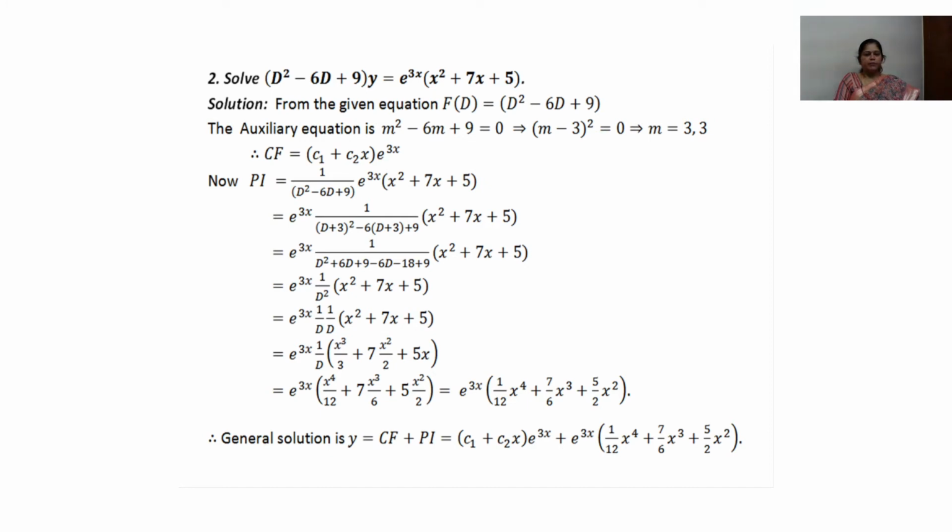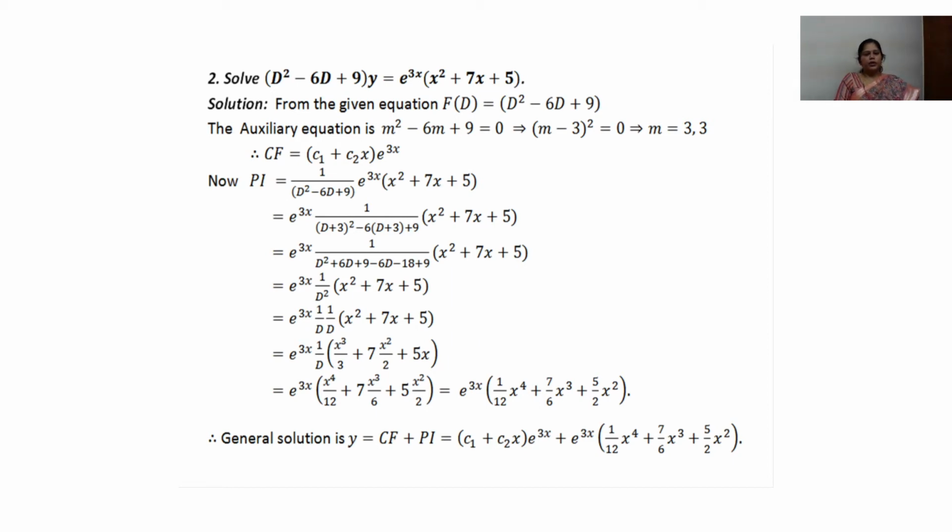Now the next example is: solve (D² − 6D + 9) y = e^(3x) (x² + 7x + 5). So here, in the place of f(x), we have an exponential as well as a polynomial expression.